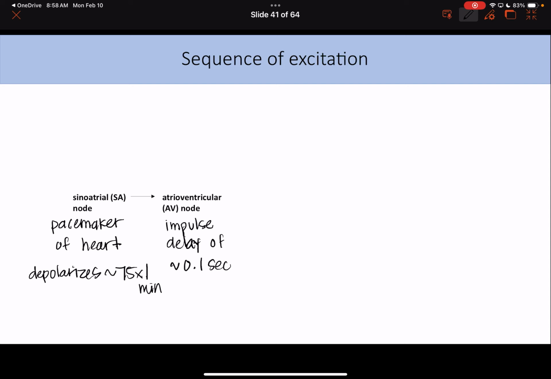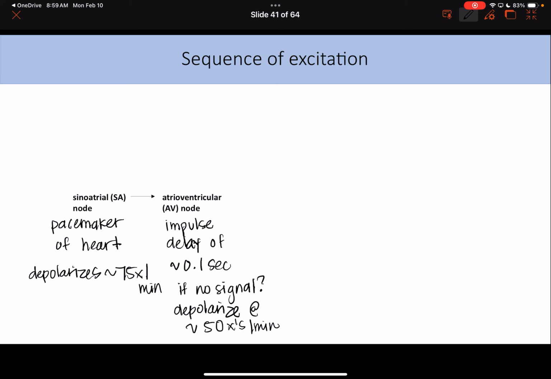Now, if the SA node were to be non-functional, let's say your SA node is damaged and does not work, then your AV node could take over the pacemaking of the heart, but it does it at a slower rate. So if there's no signal from the SA node, then it's going to depolarize at about 50 times per minute, which is enough to keep you alive, but you'll feel a difference.